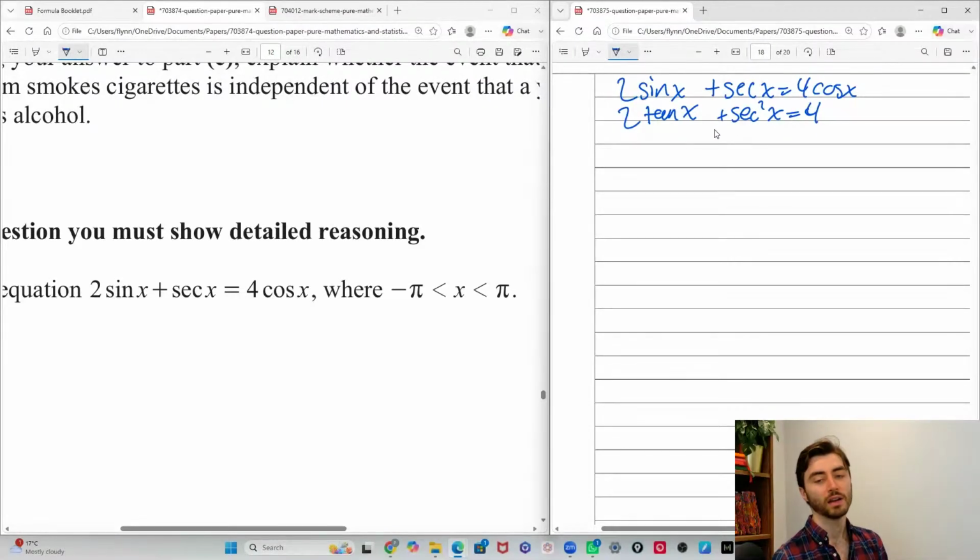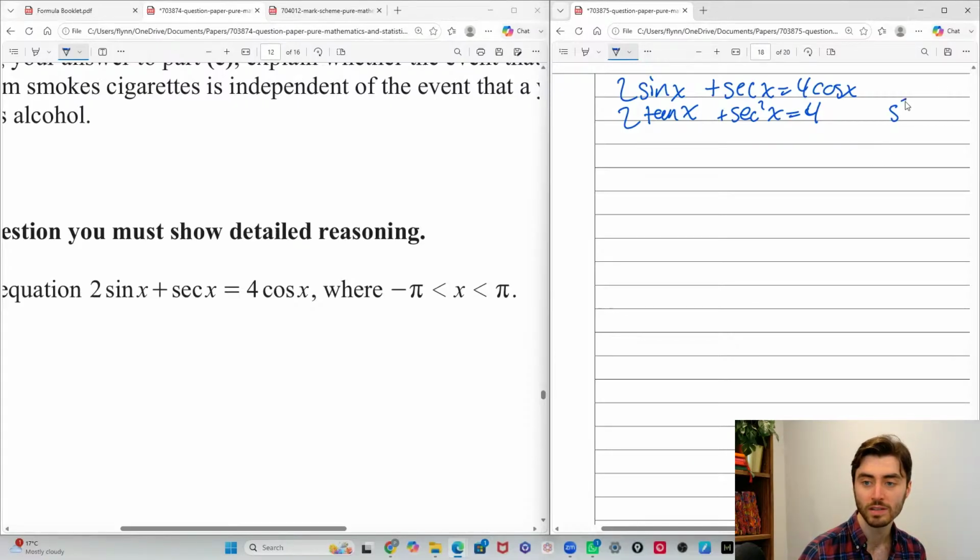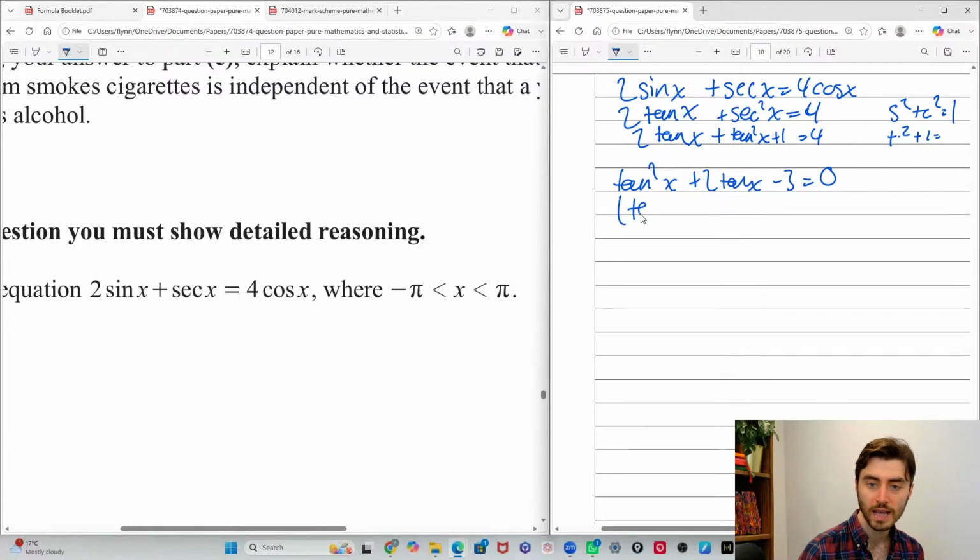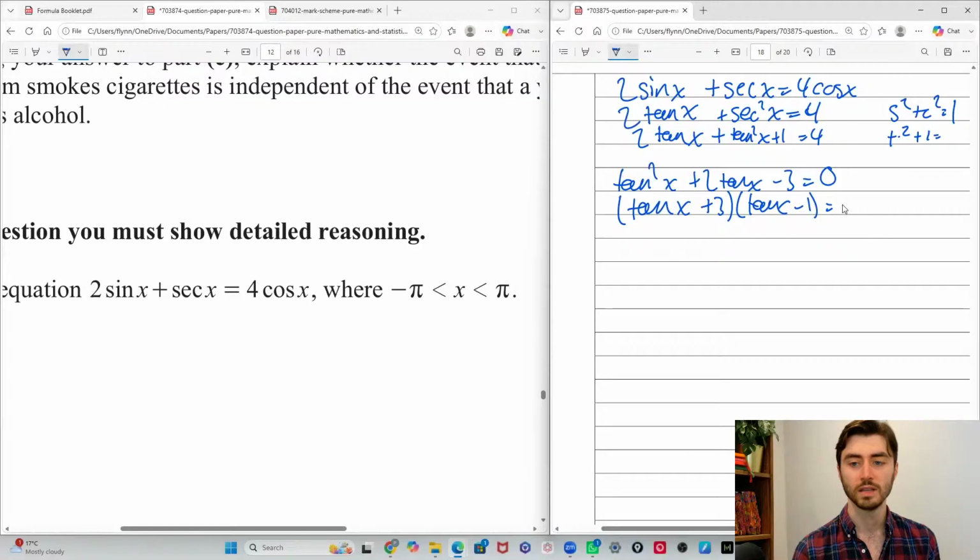And sec squared, well, I can actually never remember. So sine squared plus cos squared equals 1. Divide through by cos squared, we get tan squared plus 1 equals sec squared. So this is 2 tan x plus tan squared x plus 1 equals 4. So in other words, tan squared x plus 2 tan x minus 3 equals 0, which means that tan x plus 3 tan x minus 1 is equal to 0.